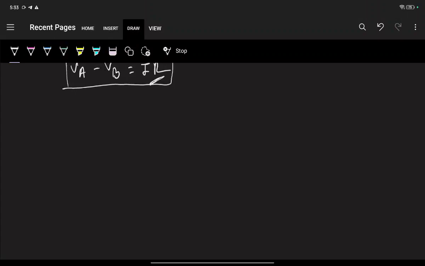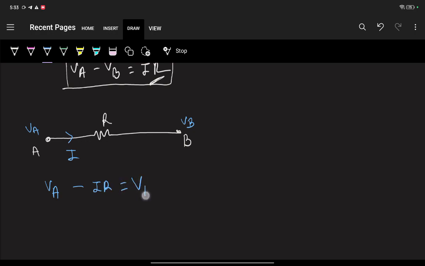The situation was somewhat like this, right? There was this point A and B. These are our resistors. We were working from A to B. Suppose the potential here is VA and here it is VB. So we can write VA minus IR is equal to VB. Why? Because we are walking along the direction of electric current.